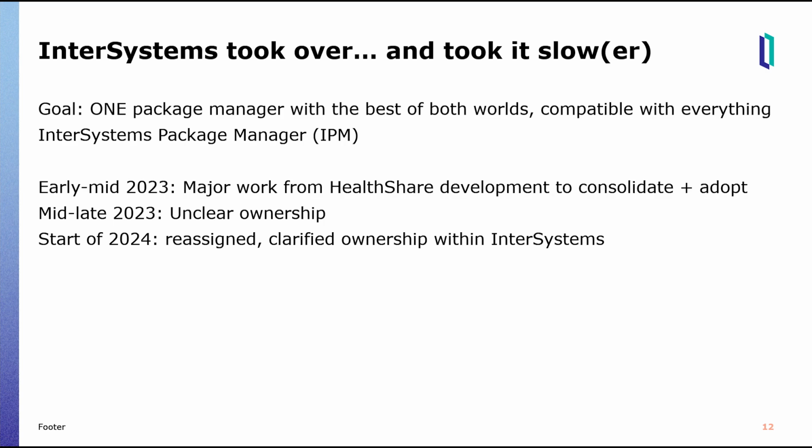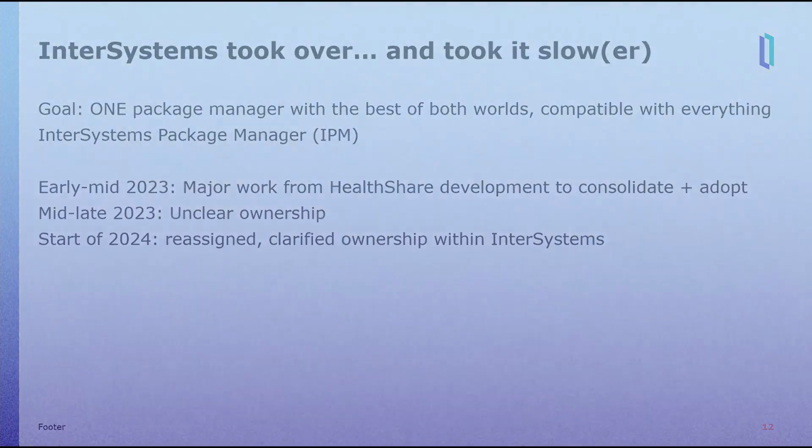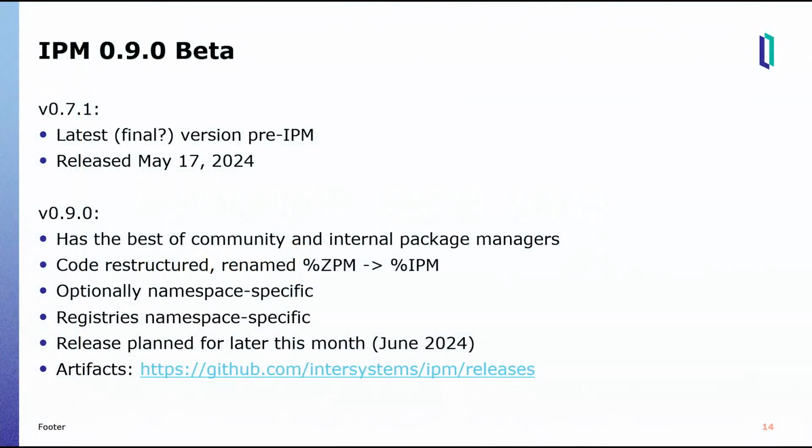We had a little bit of time with unclear ownership, and as of the start of this year, I'm the architect for it, and we have a clearer path forward with Bob providing product management, and we're gonna really make this happen. So where are we now? We're at the beta for what we're calling IPM 0.9.0. I think there was a 0.8.0 in there somewhere. I'm not really sure what the story is. So version 0.7.1 of IPM is the latest, maybe final version before we call it really IPM.